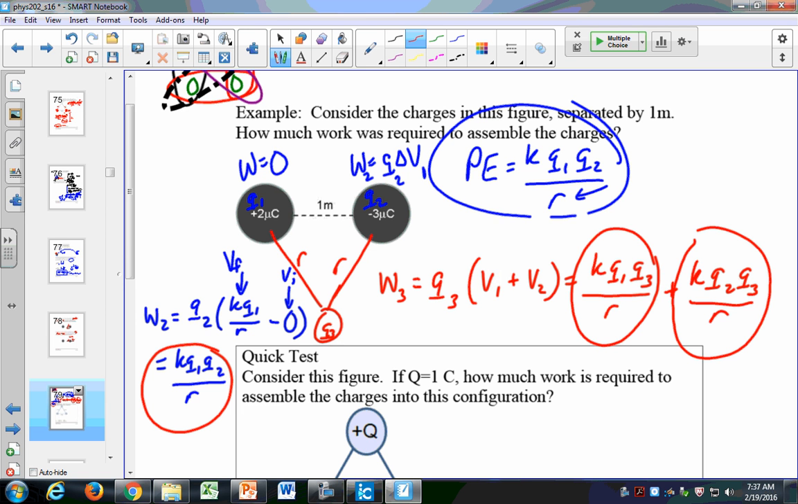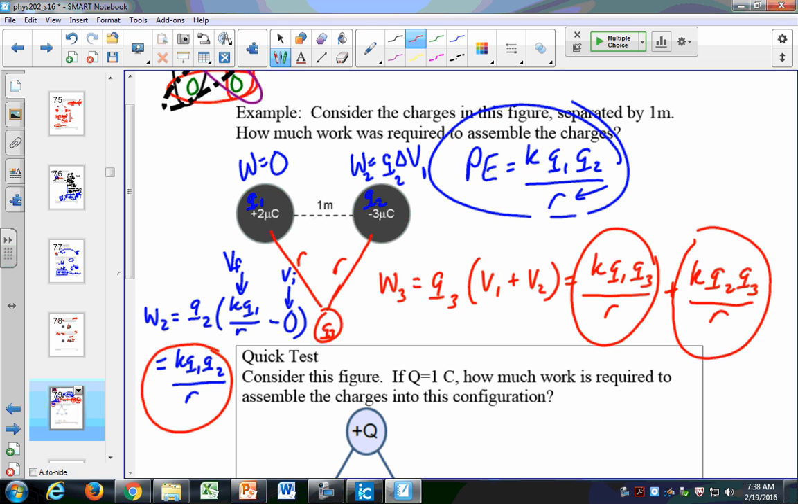But remember, if I have 3 masses, or excuse me, 3 charges, then the total potential energy is the potential energy due to this pair plus this pair plus this pair. That's where we left off last time: if we have more than 1 charge, the potential energy is the potential energy due to any one combination of 2 of those charges.